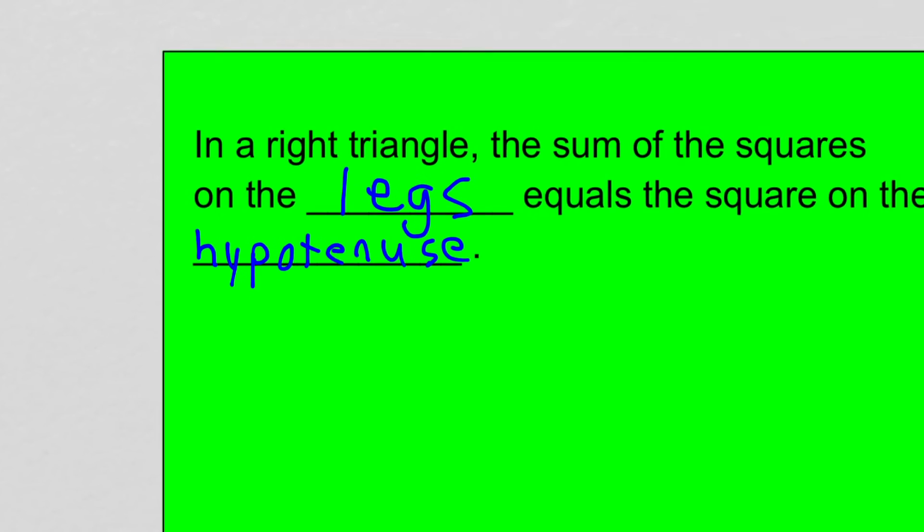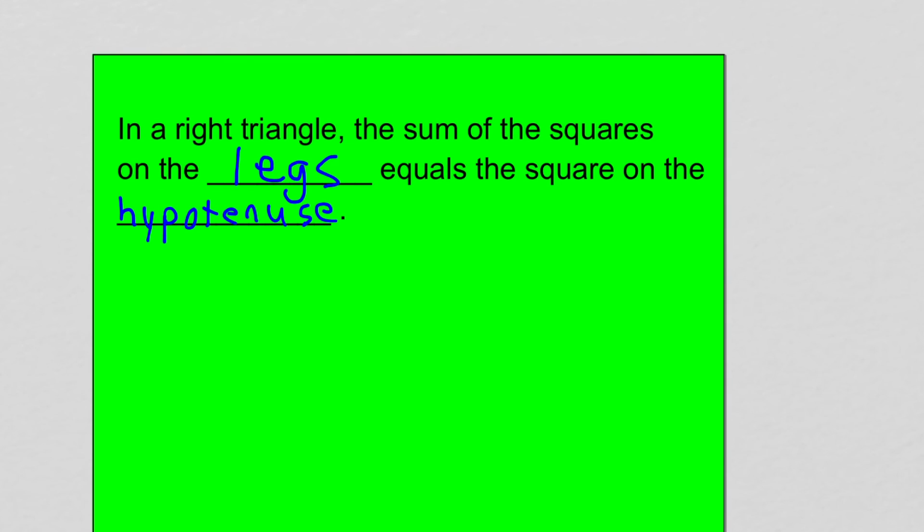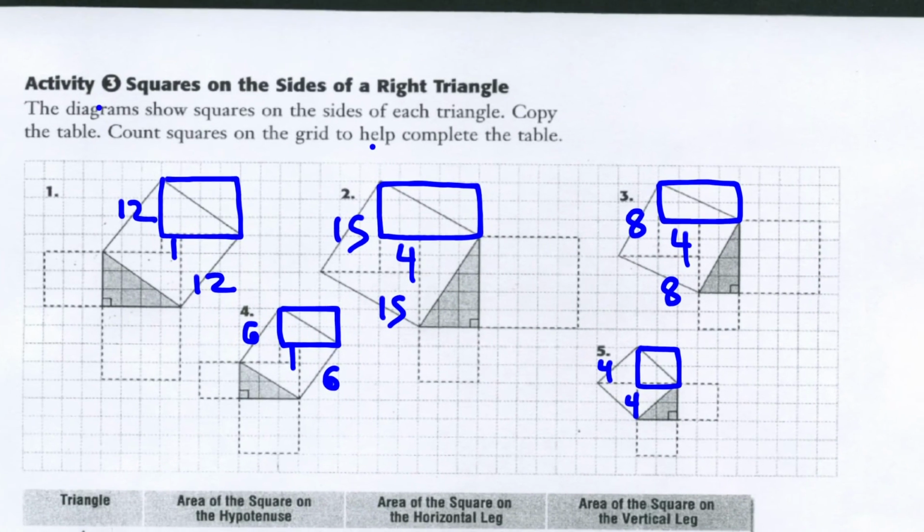This is a very famous math equation. It's called the Pythagorean theorem, and we're going to study that in more detail. We're going to learn where it comes from, what it's used for, and how to make calculations with it. So in a right triangle, the sum of the squares on the legs equals the square on the hypotenuse, and you can see that in all of these.